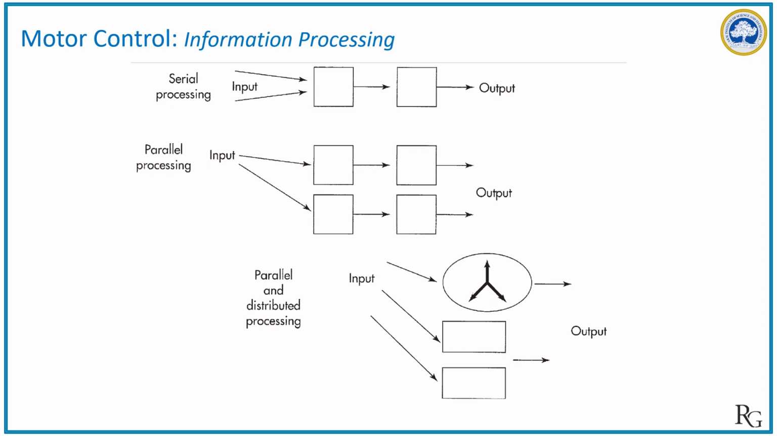So through these different modes of information processing, serial, parallel, and parallel distributed, the nervous system is able to coordinate movement smoothly, adapt or adjust to changing environments, and even prepare responses ahead of time to meet task demands.